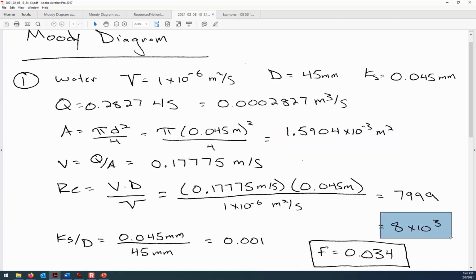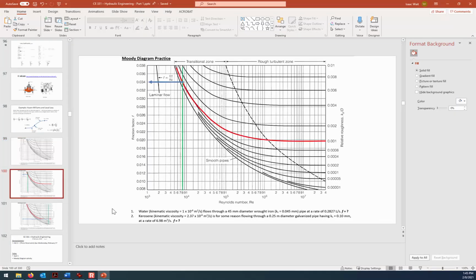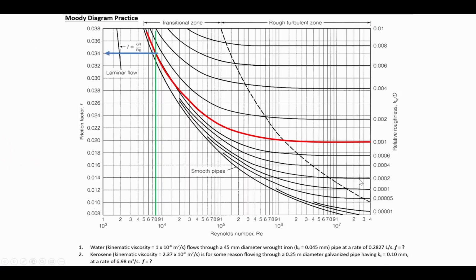So that is going to be defining our horizontal axis point, and then the curve is defined by the k_s over D of 0.001. Okay, so now let's go back to the Moody diagram, 0.001, and here you can see the 0.001 curve. It's tricky to follow its path if you're just trying to zoom in on a picture. But if you can, draw with a pencil onto that figure, and it makes it easier to find the intersection point.